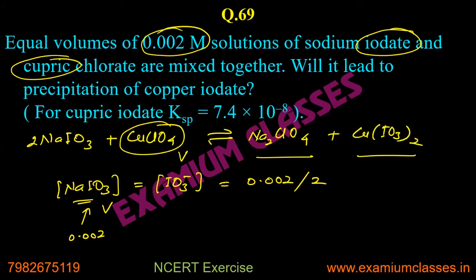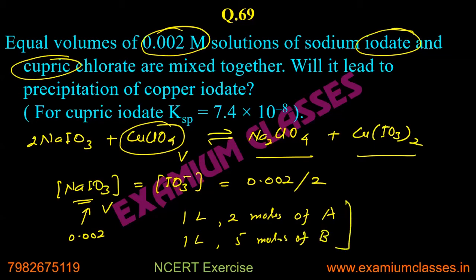Suppose I mix 2 moles of A in 1 liter, to make it simple, with 5 moles of B in 1 liter. But when we mix them, the molarities will be half.